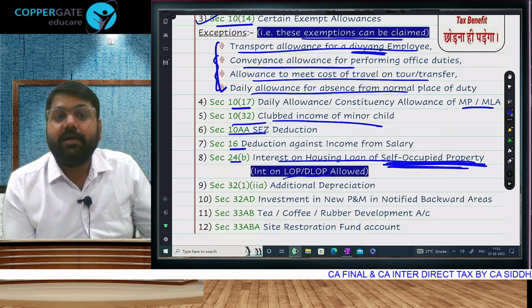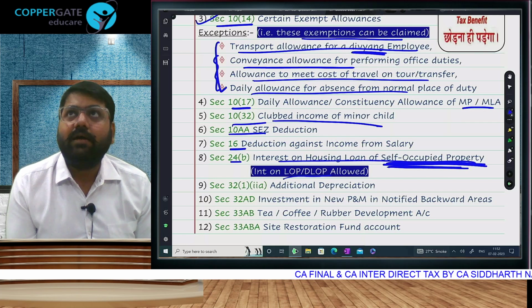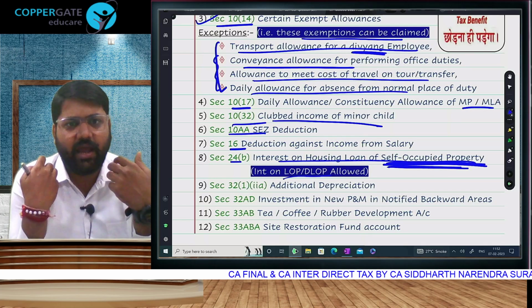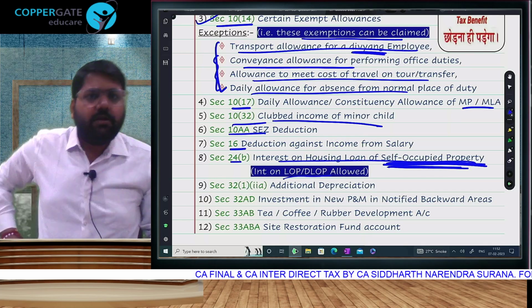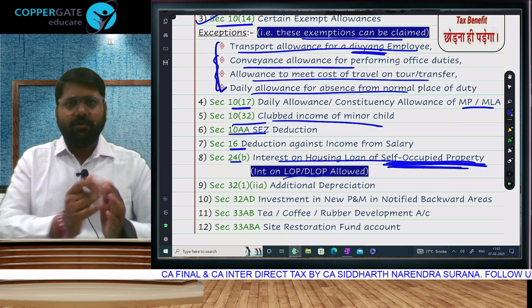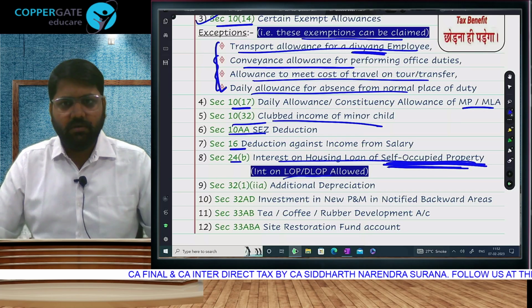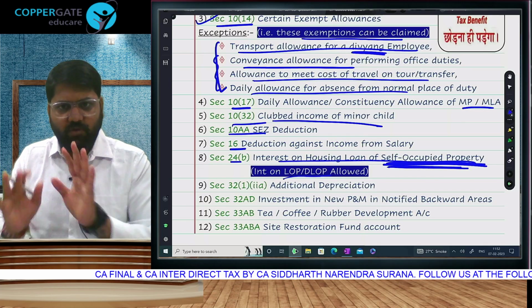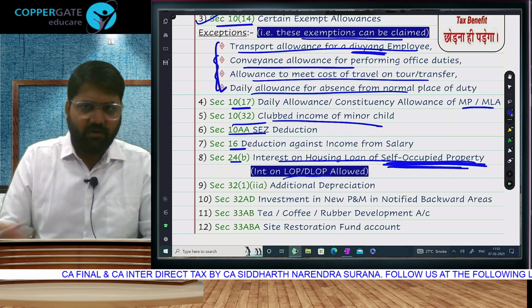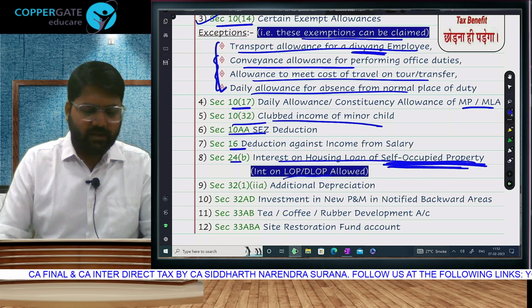I think standard deduction also they did not give. Yeah, I think municipal tax. They said that for LOP maybe no deduction. Rubbish. You can go and check 115BAC if you want. It has mentioned that self-occupied property ka interest will not be allowed. LOP, DLOP ka interest will be allowed.